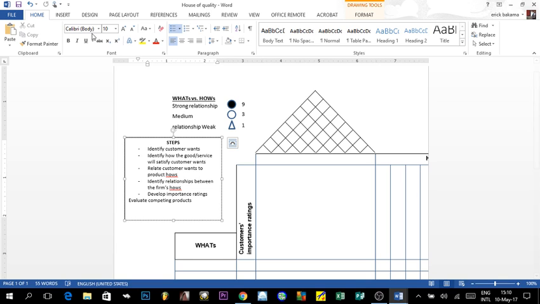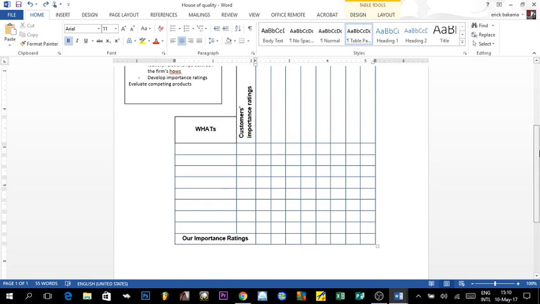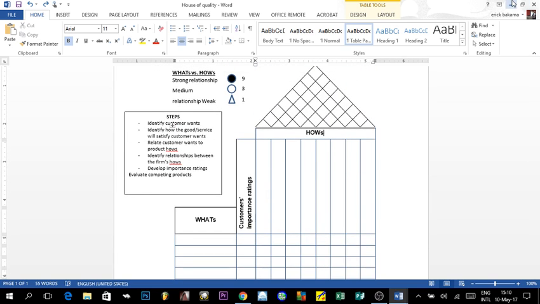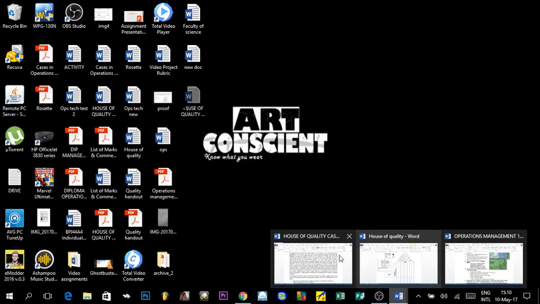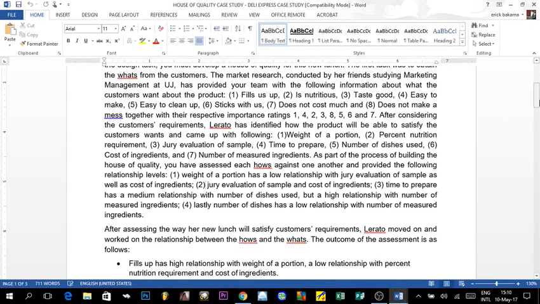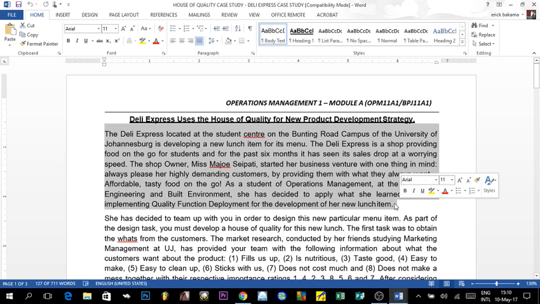This is also what happens in this case. With the house of quality, we first identify everything that the customer wants and what you are able to provide, and then by means of some calculations we see what we can do. In order to understand properly, we're going to take a case study about the Daily Express, which is a summary of what is happening in the introduction part.